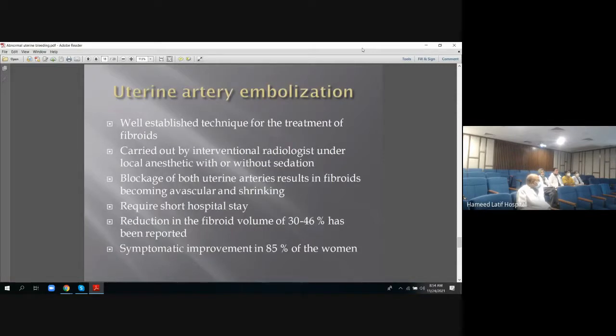Uterine artery embolization. It is a well-established technique for the treatment of fibroids. It is carried out by the interventional radiologist under local anesthesia. Blockage of both uterine arteries results in the fibroid becoming avascular and shrinking. It requires a short hospital stay. Reduction in the fibroid volume of 30 to 46% has been reported.